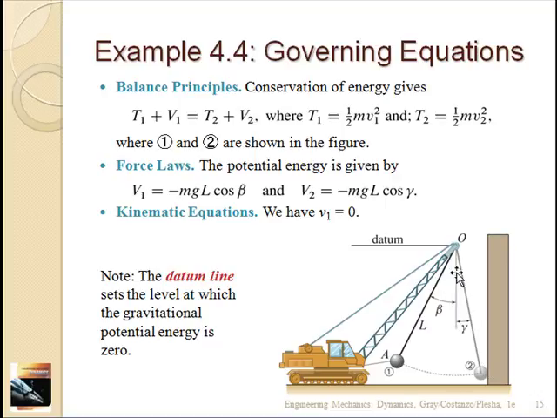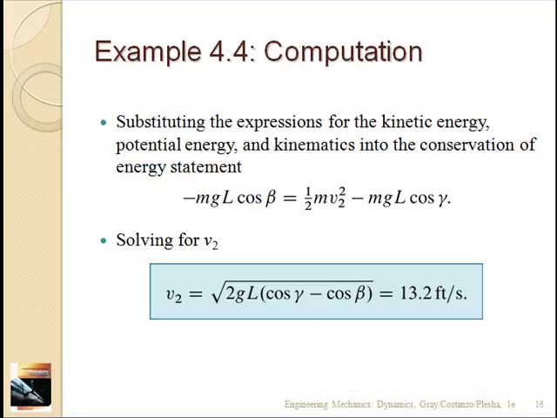It's the vertical distance down to this point, and the difference between the two will end up being the change in potential energy. So we substitute in minus mgL cosine beta, the initial potential, equals the final kinetic energy plus the final potential energy. We move this over and solve for V2, and we get the square root of 2gL times the difference in the cosines of these angles, and we get 13 feet per second. So that's the speed of the ball when it hits that wall.